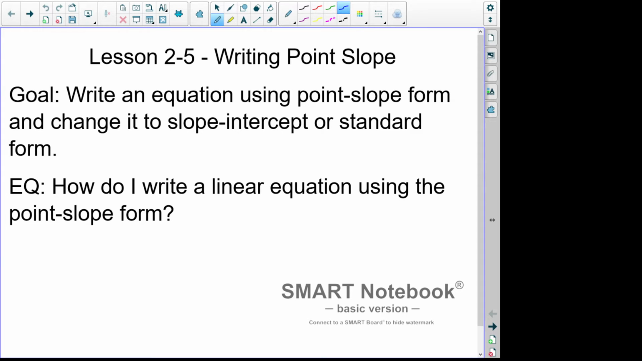The point slope form is a very convenient, very easy way to write a linear equation. There's not a lot of calculation typically involved in it. So it's a nice place to start when you're writing a linear equation. And so our central question today is just how do we do that? How do I write a linear equation using point slope form?